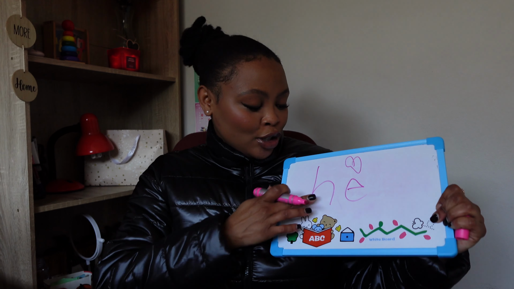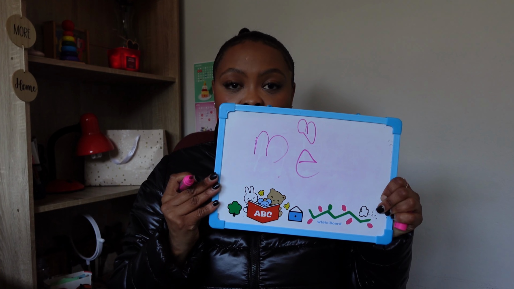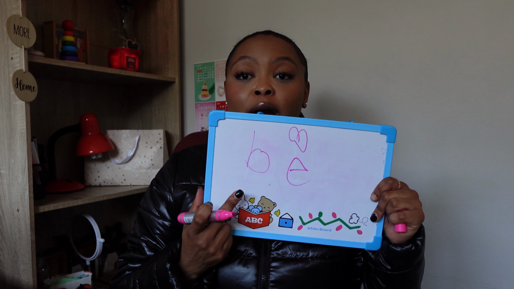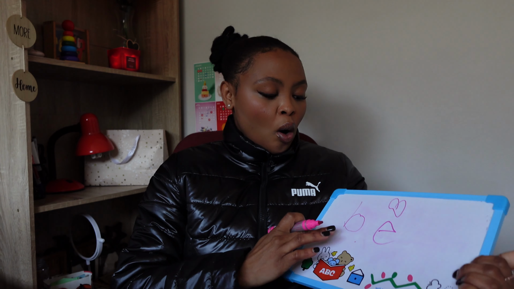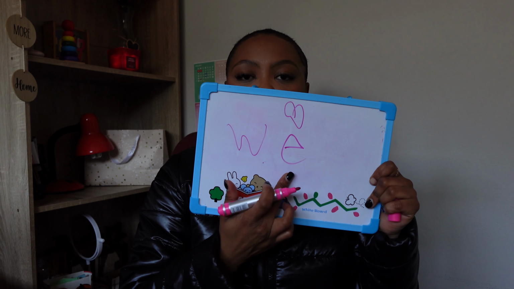The same applies to other words that look like this. It could be the word me. It could be the word be. Or it could just be the word we. Got that? Right. Let's get into the next sight word, which is the word was. Was. Okay? How many sounds can we hear in the word was? W.